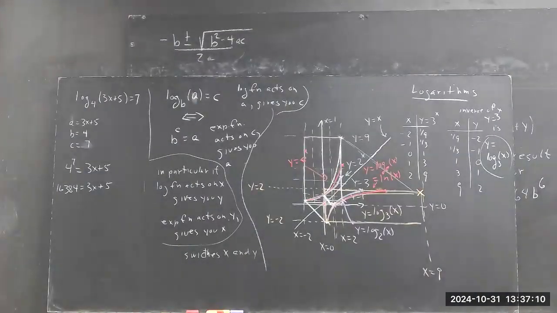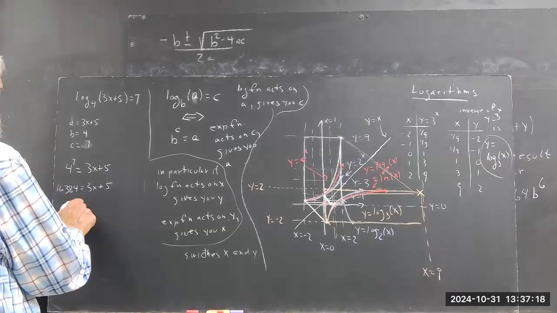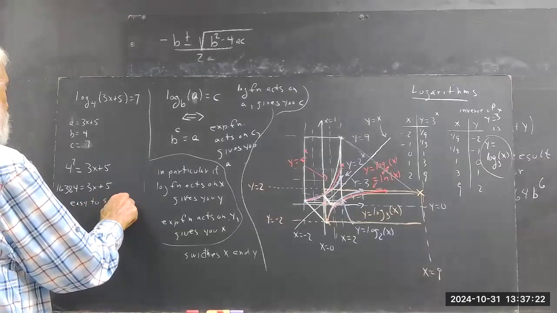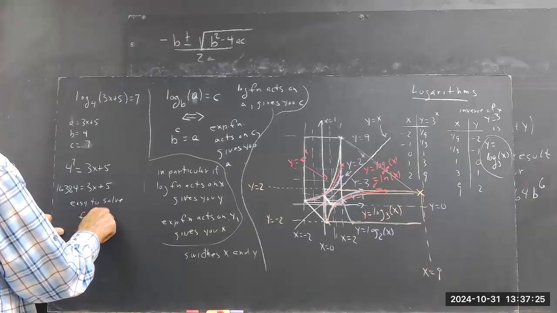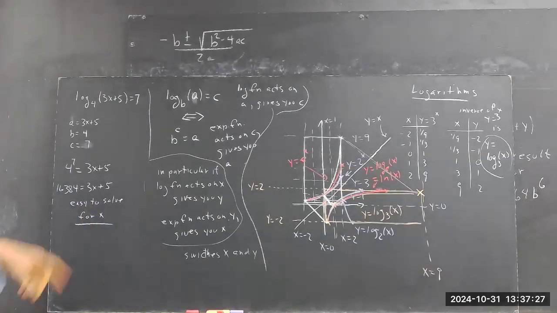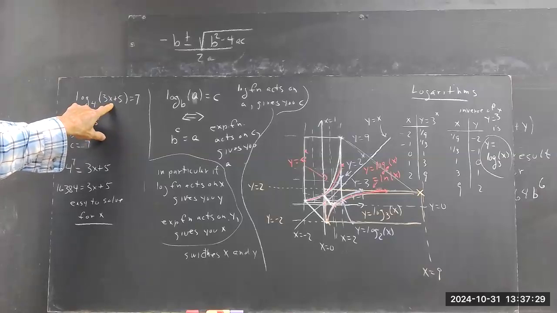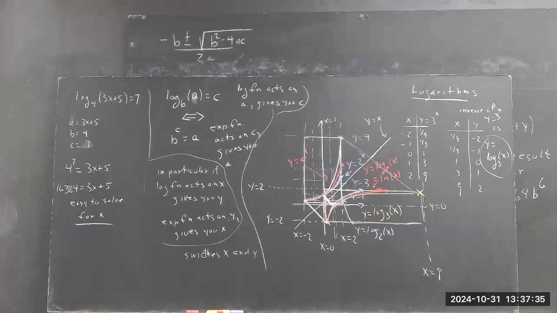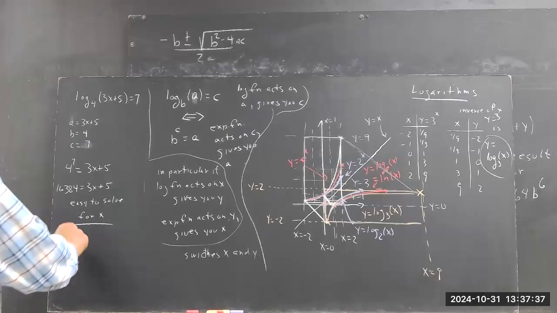Then you can easily solve that for x, right? This is not easy to solve for x. There's no way you can solve this until you put it in this form.